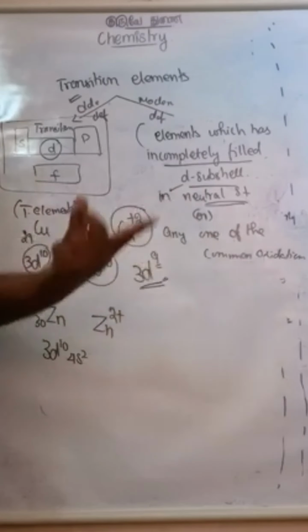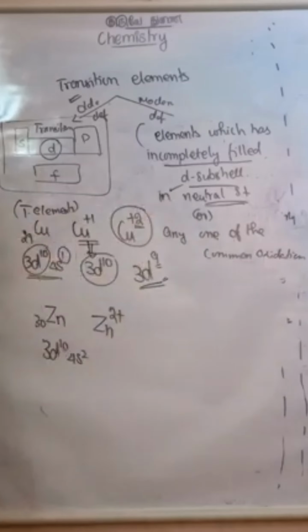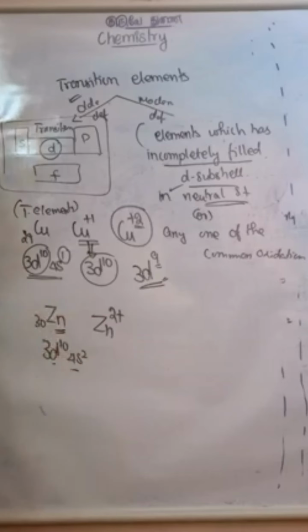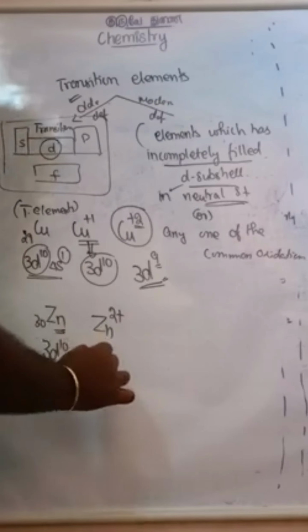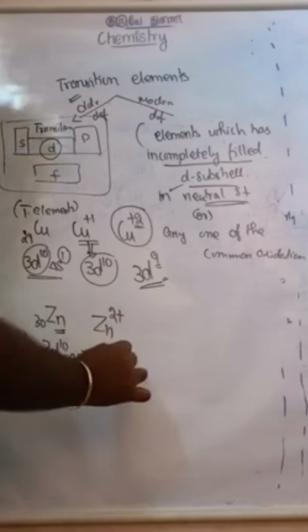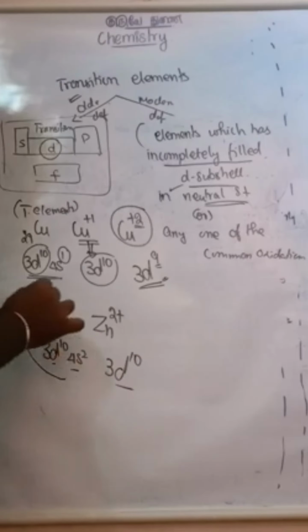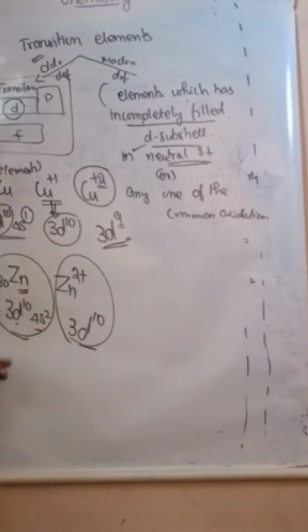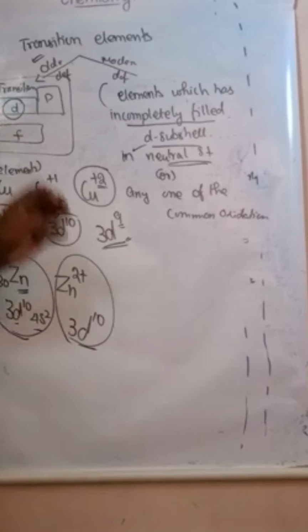Any one of the common oxidation states is enough. It need not have an incompletely filled d subshell in all the oxidation states. Any one is enough. Okay, let's discuss zinc. Zinc is 3d10 4s2. Zn2+ means it loses 2 electrons, so the configuration will be 3d10. Here also the d subshell is completely filled. Either in the neutral state or in the oxidation state, the d subshell is completely filled. So zinc should not be considered a transition element.